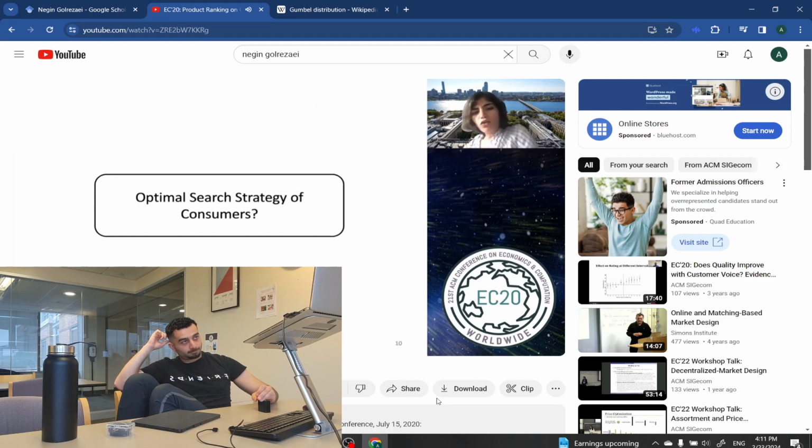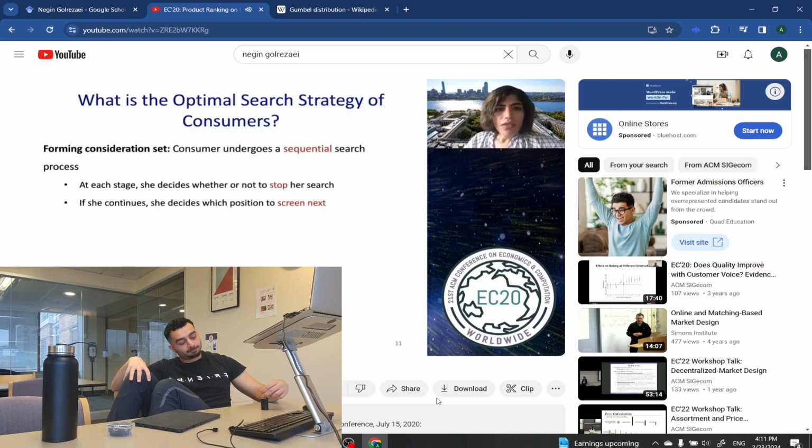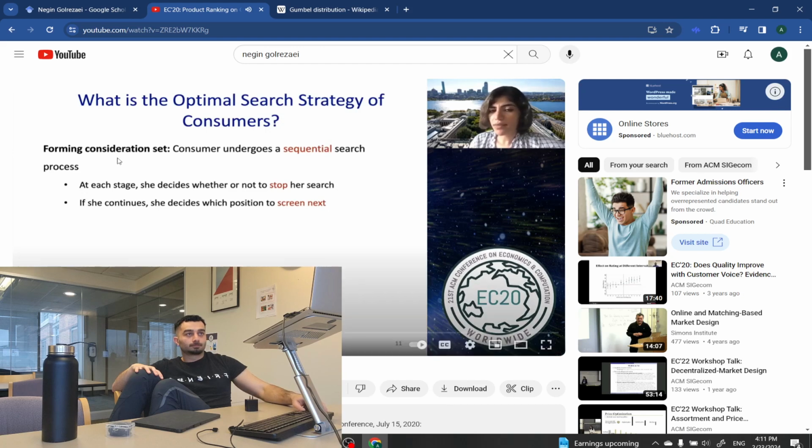Okay. So now you know I described the model. Let's focus on the optimal search strategy of the consumer in the two-stage search model that we proposed. I'm going to focus on the first stage where the consideration set is being formed. To form a consideration set, consumers are going to undergo a sequential search process. At every stage of this search process, the consumer decides whether or not to stop her search. And if she continues the search, she decides which position to screen next.